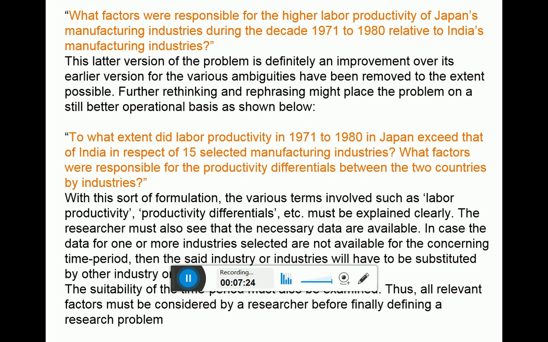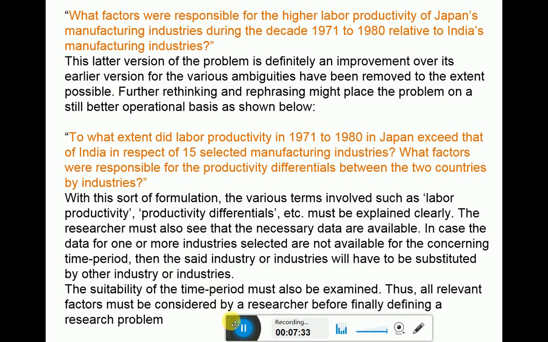Now if you notice, with this sort of formulation, the various terms involved, such as labor productivity and productivity differential, meaning difference in productivity, must be explained clearly. The researcher must also see that the necessary data are available. Notice the time period mentioned; if data is not available for that time period, the period must be extended or changed.